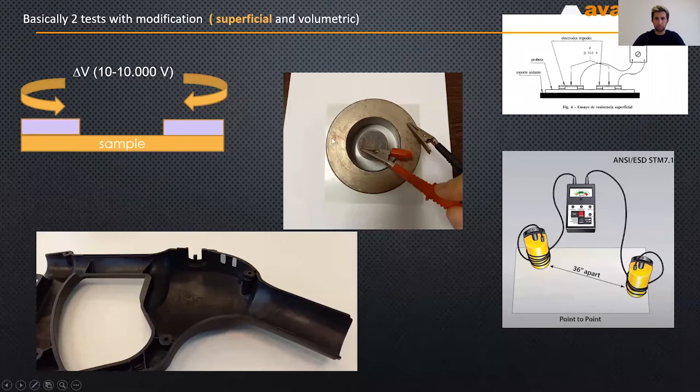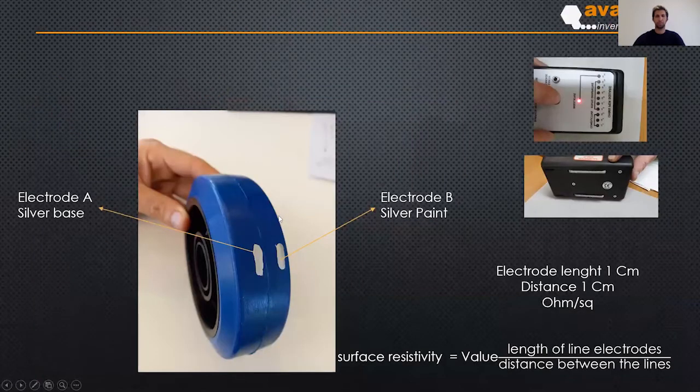Another kind of electrode is this circle, where we put the outside circle and the inside circle in contact. The voltage difference is applied through these 2 crocodile clips. Okay, this is typical.